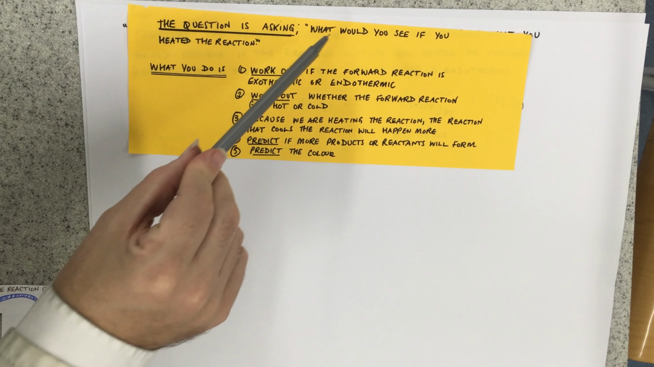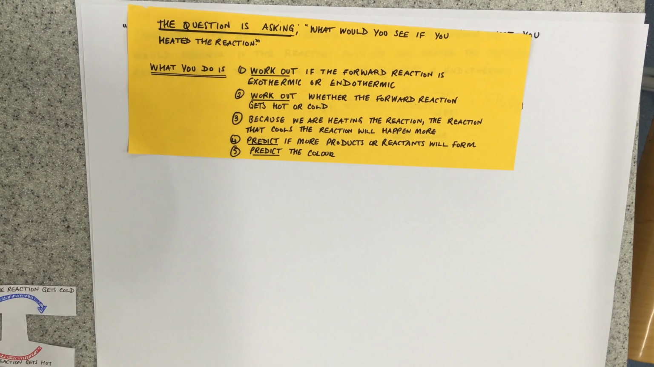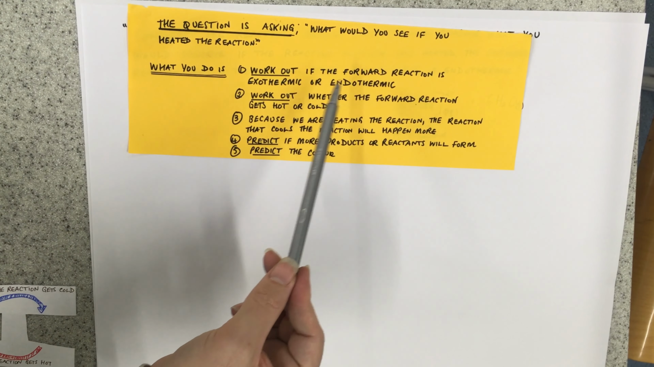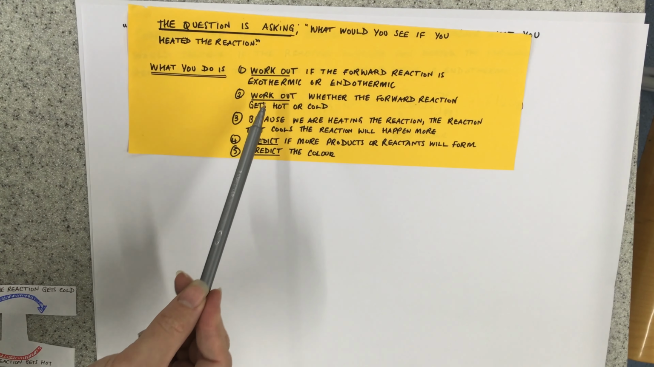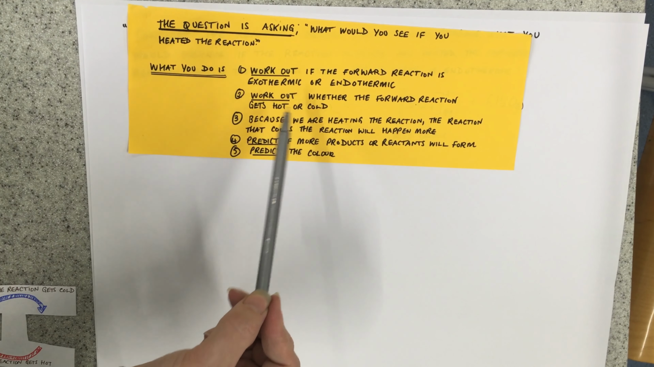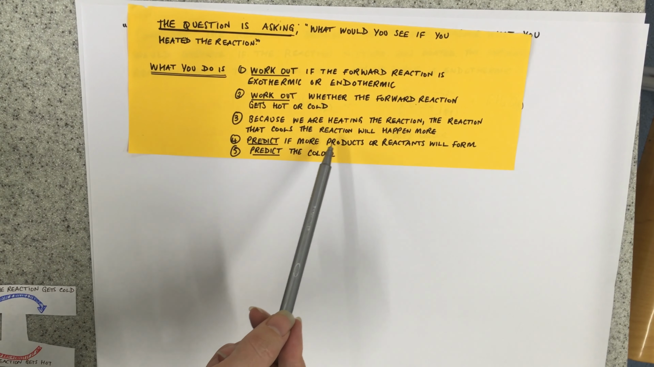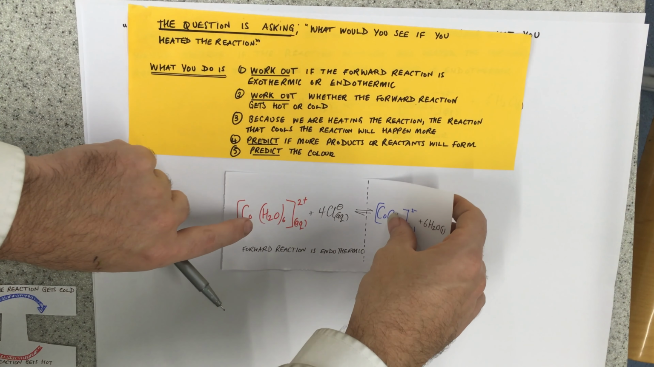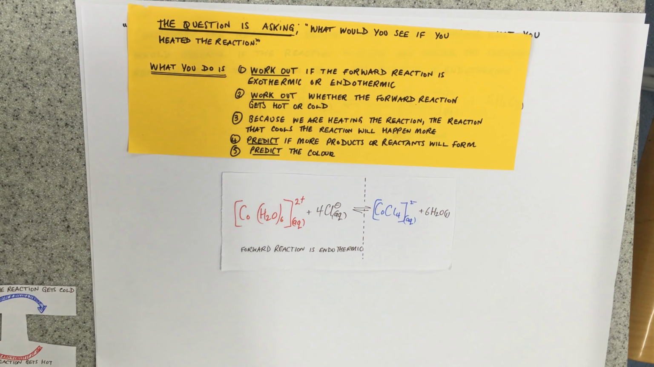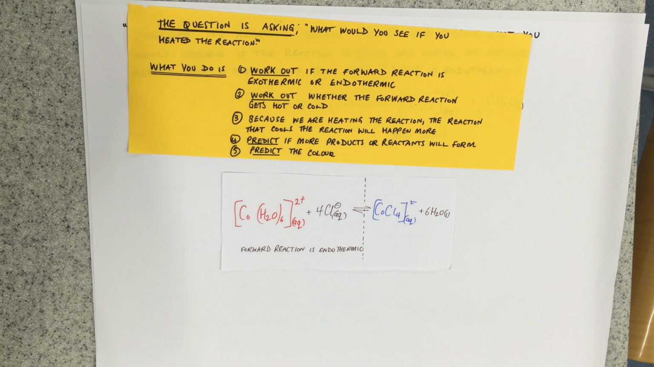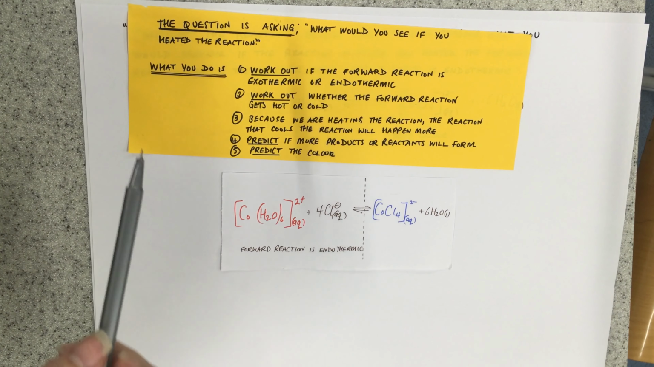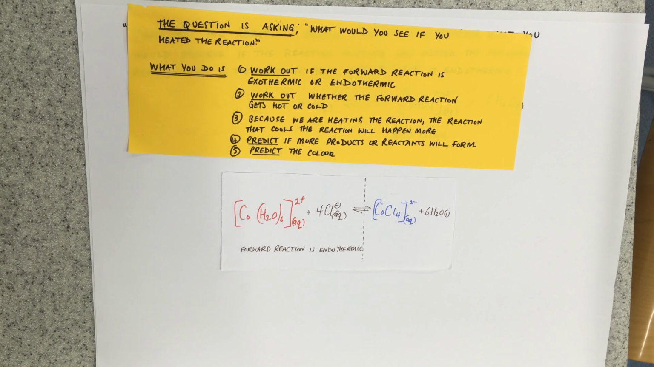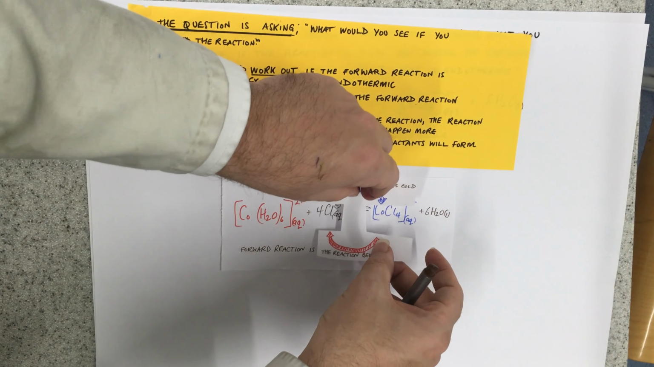So what you would see is the reaction mixture would turn blue. The question is asking, what would you see if you heated the reaction? So what we're going to do is work out whether the forward reaction is exothermic or endothermic, whether it gets hot or cold. We're then going to predict if more products or reactants will form, and then we're going to predict the colour. The question tells us that the forward reaction is endothermic, and that means the backward reaction is exothermic. The forward reaction makes the reaction colder, but the backward reaction makes the reaction hotter.